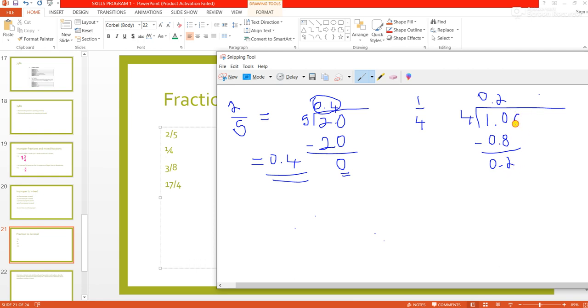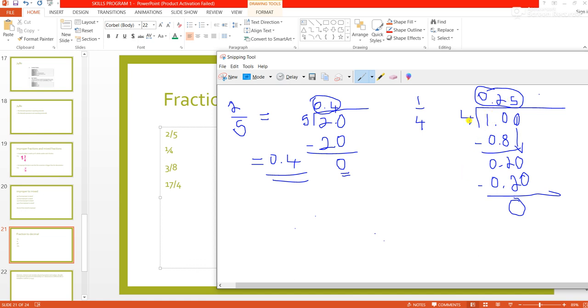So we need to add a 0 again. In that 0, drop down the 0. So we've got 20. So how many times does 4 get into 20? It's 5 times. Then 5 times 4 will give you 20. And with that, we minus, and the answer is 0. So the final answer is 0.25. So how did you arrive at the answer that is 0.25?